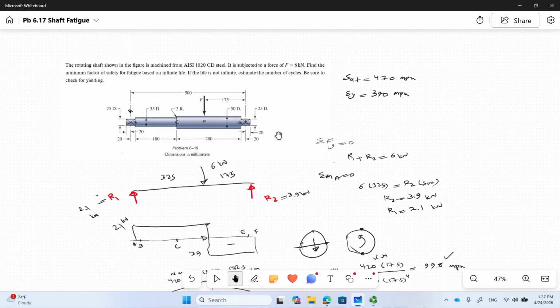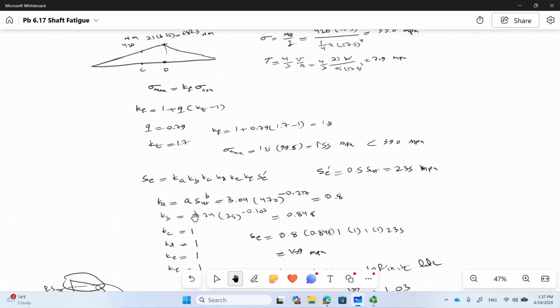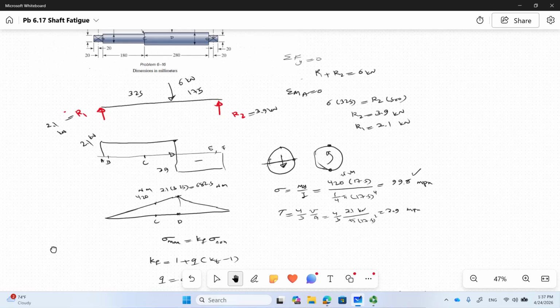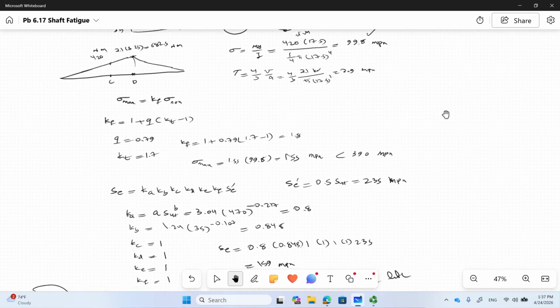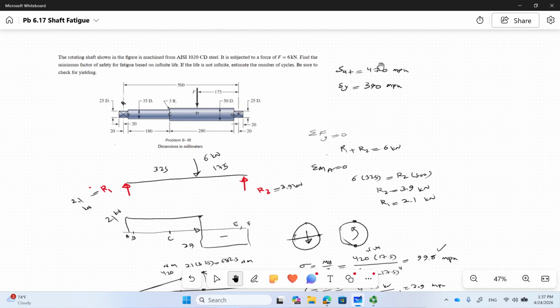All right. So I hope you find this problem useful. That was a good practice because it went through everything, right? We used Marin's factor, bending moment and shear force diagrams. We used q to find Kf, and then it has everything, right? It has a lot of things in it. So I hope you find it useful.